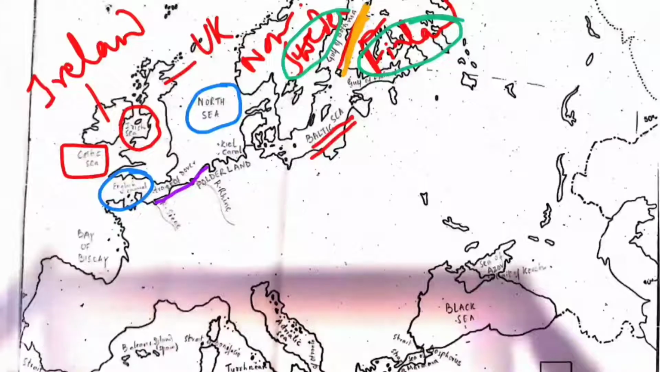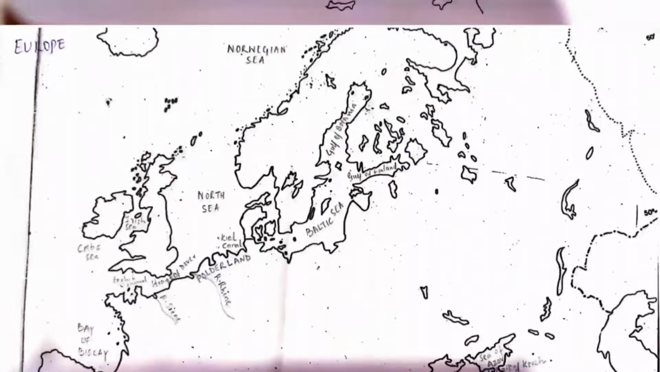Clear? So till this point we talked about the Norwegian Sea, the North Sea, the Celtic Sea, Irish Sea, English Channel, Strait of Dover, Kiel Canal, Baltic Sea, the Gulf of Bothnia.